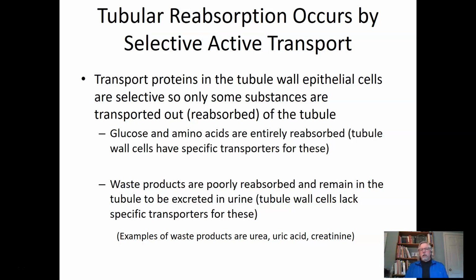And for certain ions, we want to modulate that. If the levels of certain ions, like sodium, for example, get too low in our bloodstream, we don't want to lose any sodium in the urine. So we're going to try to reclaim as much of that out of the tubular fluid. Okay, so that's kind of a general overview of tubular reabsorption.